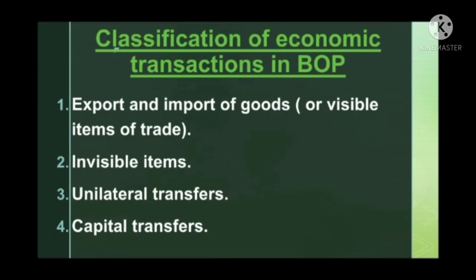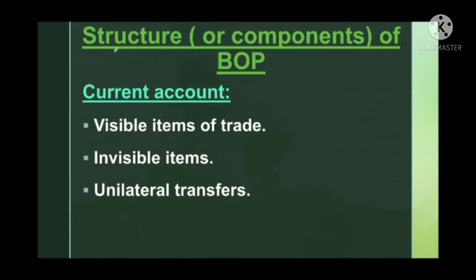Next, structure or components of balance of payment. Balance of payment account can be broadly classified into the following two accounts: current account and capital account. Current account is that account of balance of payment which records imports and exports of goods and services and unilateral transfers. It thus records the following three items: visible items of trade, invisible items, and unilateral transfers.